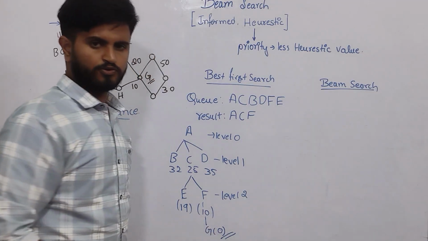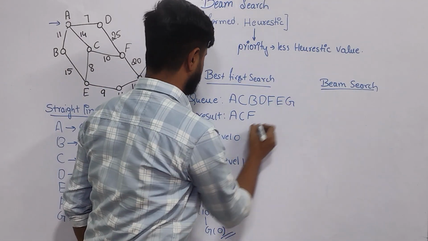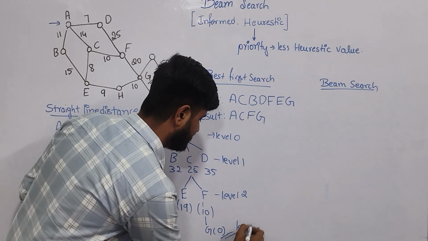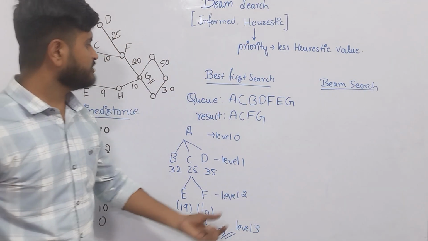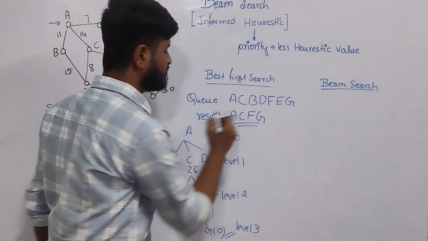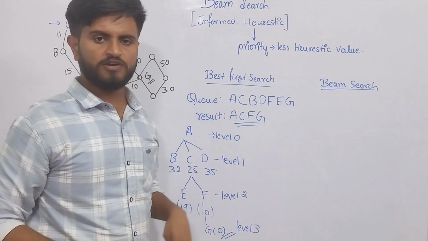Now, you came up to G, no? So insert it into the queue and G is the final result. Because this is level 3, we have only one element. It will be inserted in the queue and directly into the result. So A was my initial state and G was my final state.